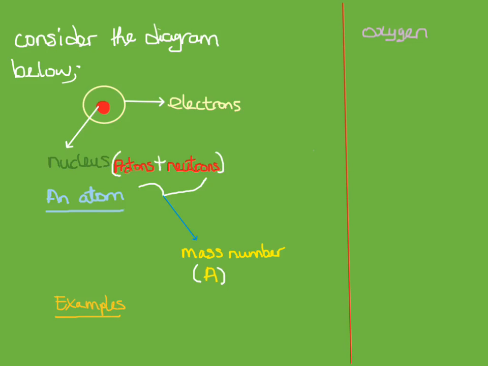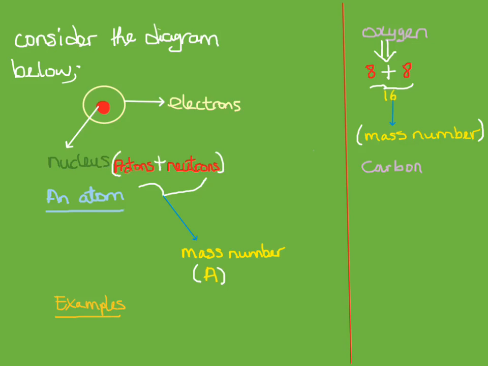We have oxygen. Oxygen has 8 protons and 8 neutrons. Since the mass number is equal to the number of protons plus the number of neutrons, it implies that the number of protons plus neutrons will be equal to 16 and represent the mass number of oxygen.